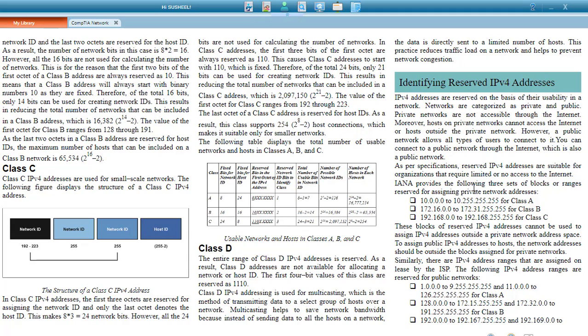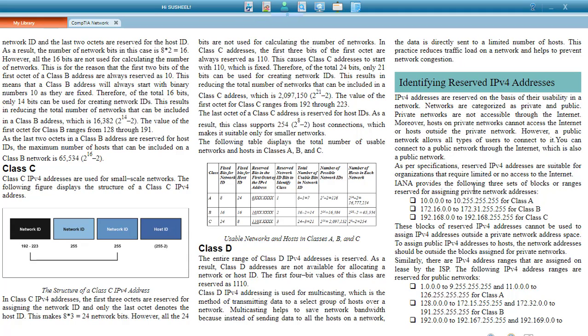The value of the first octet for Class C ranges from 192 through 223. The last octet of a Class C address is reserved for host IDs. As a result, this class supports 254 (2^8 - 2) host connections, which makes it suitable only for smaller networks. The following table displays the total number of usable networks and hosts in classes A, B, and C.